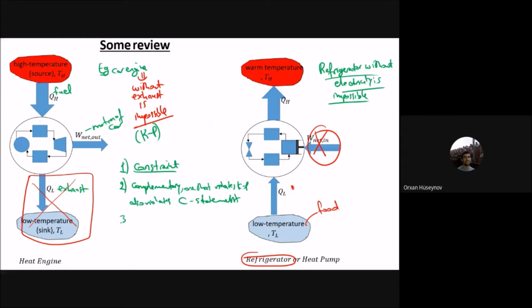And the third one is about efficiency. We will see in the next slides that a 100% efficient device is not possible. A 100% efficient heat engine, which operates in a cycle, is not possible, and likewise a 100% efficient cooling device. This one is a device, not a cycle, but this should be a cycle. Not possible.